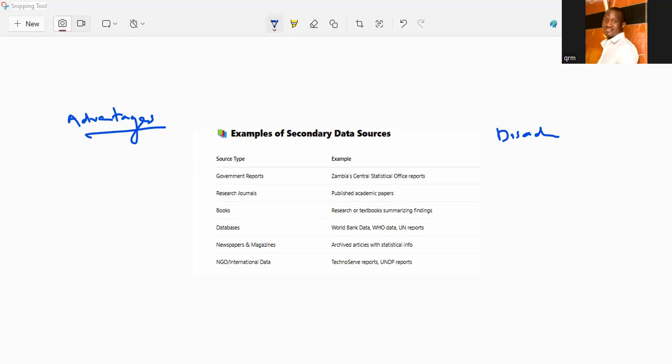Also, there is the lack of context. Sometimes you may not understand how the data was gathered or collected, so something may be missing. Then we also have primary data sources. What are some of the primary data sources that we know?